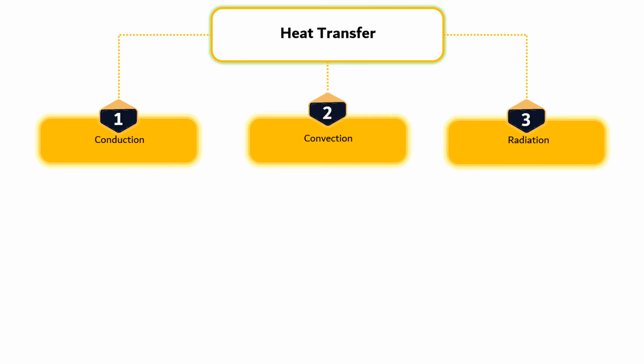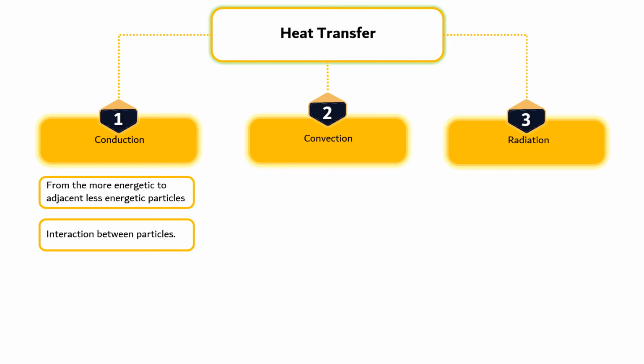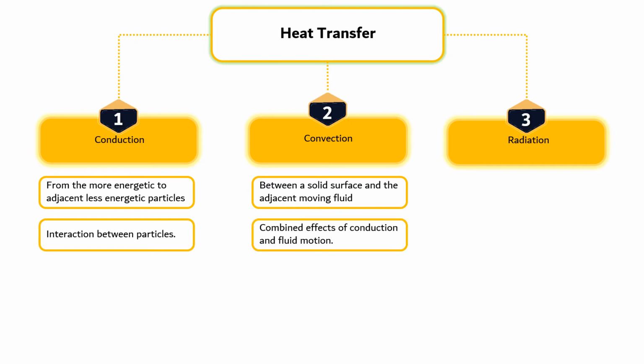Heat is transferred by three mechanisms: conduction, convection, and radiation. Conduction is the transfer of energy from the more energetic particles of a substance to the adjacent, less energetic ones as a result of interaction between particles, whereas convection is the transfer of energy between a solid surface and the adjacent fluid that is in motion, and it involves the combined effects of conduction and fluid motion. Radiation is the transfer of energy due to the emission of electromagnetic waves or photons.